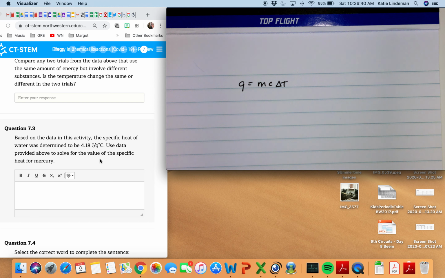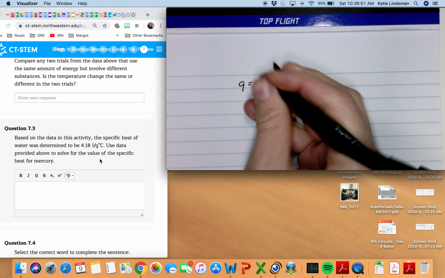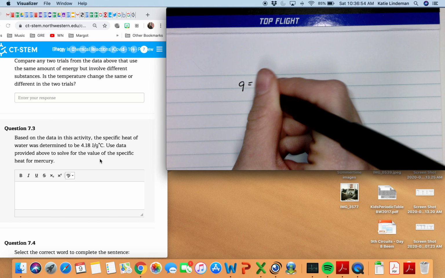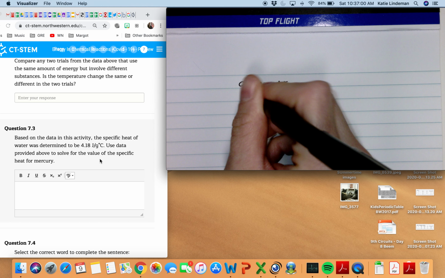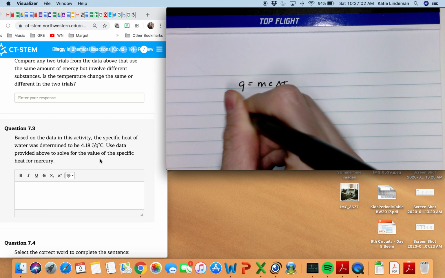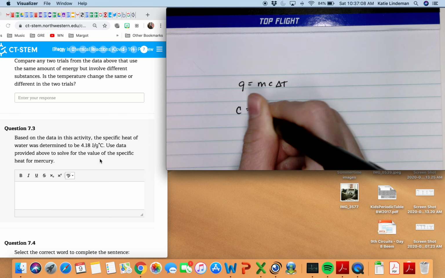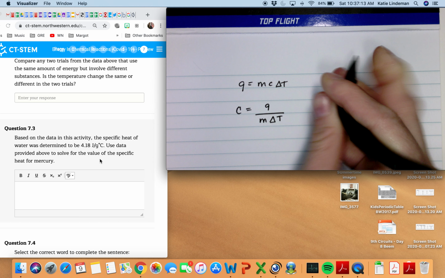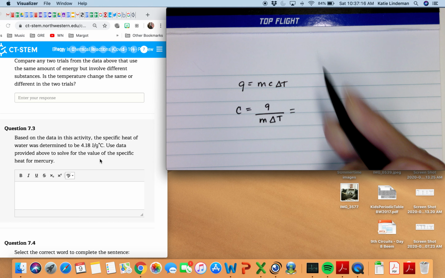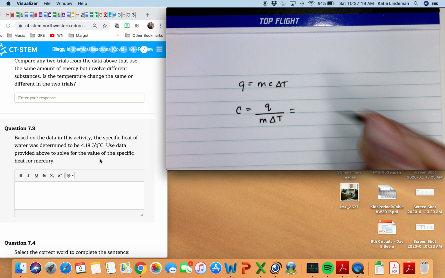If we're going to try to solve for the specific heat of mercury, the first thing that I want to do is solve for specific heat using this formula. C is specific heat. If this is my formula, I can divide each side by mass and by delta T, and I end up getting C is equal to Q, the energy, divided by mass and change in temperature. Now I just need to figure out some values to plug in here.